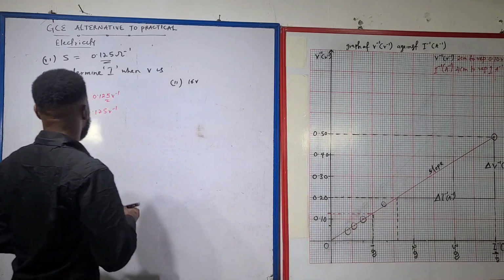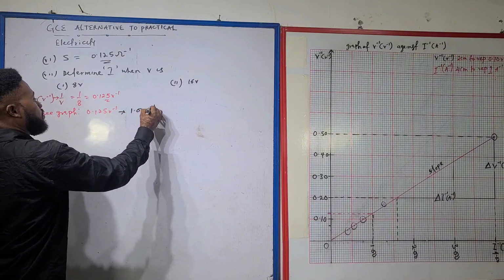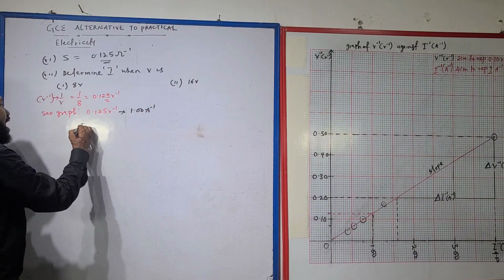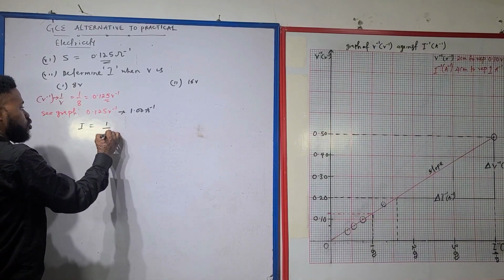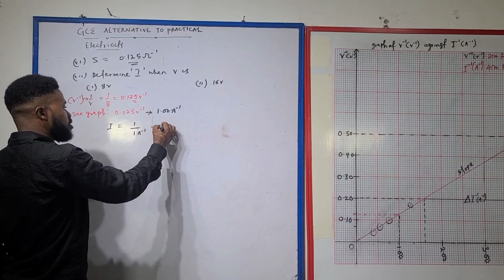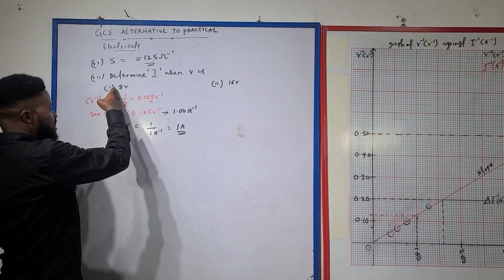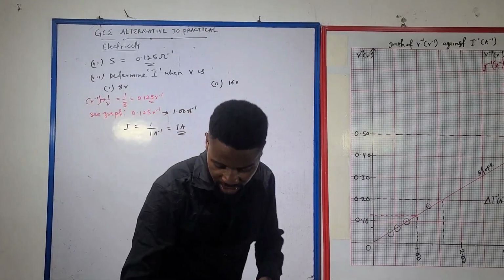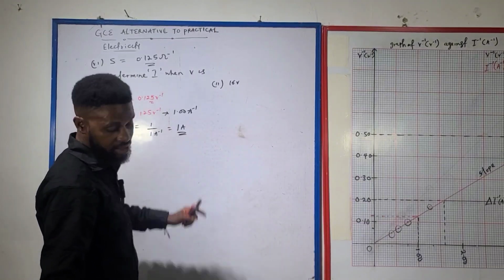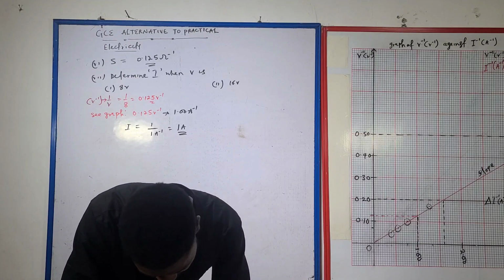Tracing that down, it falls on 1, and that corresponds to 1.00 per ampere. But I was told to look for I, not the inverse. So my I is going to be 1 divided by 1, so 1 divided by 1 per ampere is still going to give me 1 ampere. So what that means is that when my voltage is 8, my ammeter reading is going to be 1. Definitely it is going to be 1.